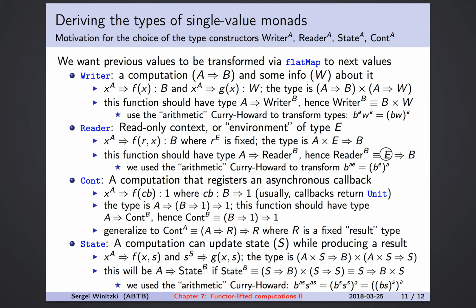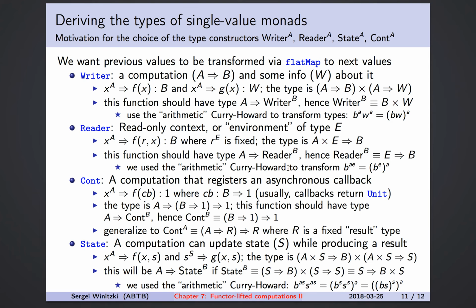This can be done when reader is the function E to B. Again, we use the arithmetic Curry-Howard correspondence. This type is B to the power of product A E. So this is just arithmetic notation, B to the power of A times E, which represents this type. And what we want is that this is something to the power A. And so this is B to the E to the power A. Therefore, we have the type E to B. So again, a function type E to B is represented as B to the power E, with reversing the order of this. That is how the arithmetic Curry-Howard correspondence works for function types.